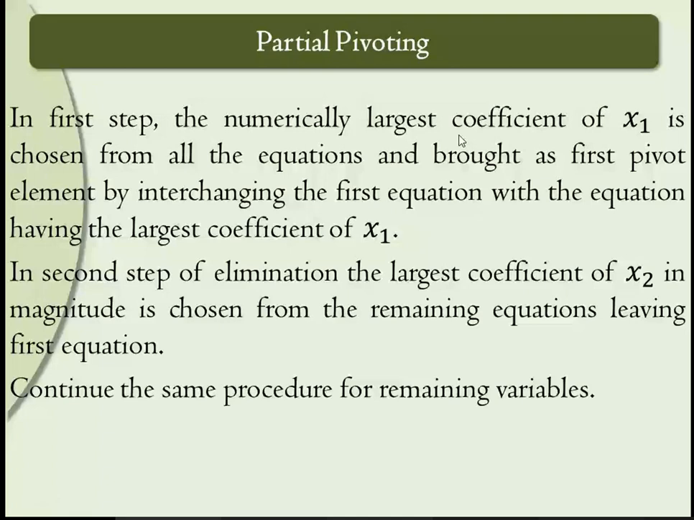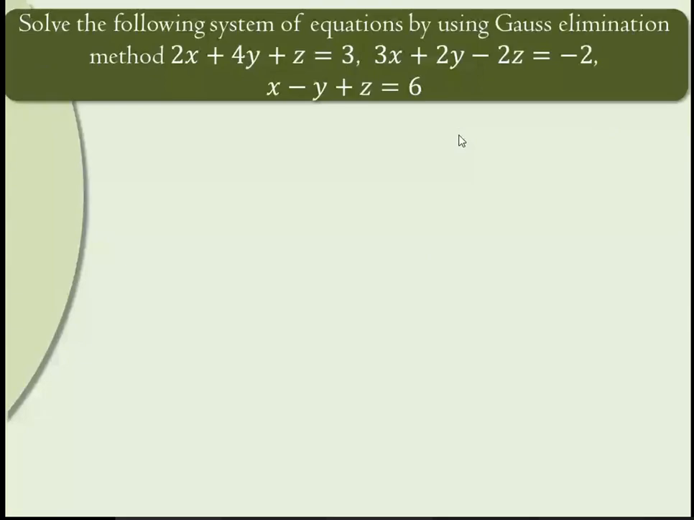So consider the first problem. Solve the following system of equations by using the Gauss elimination method. 2x plus 4y plus z equal to 3, 3x plus 2y minus 2z equal to minus 2, x minus y plus z equal to 6. So we have three equations in three unknowns x, y, z. Firstly, we'll write it in matrix form. A better way is to directly write down the augmented matrix.